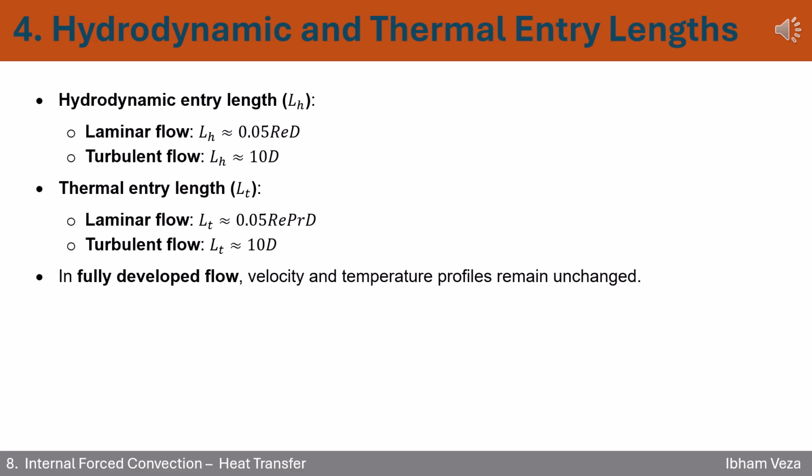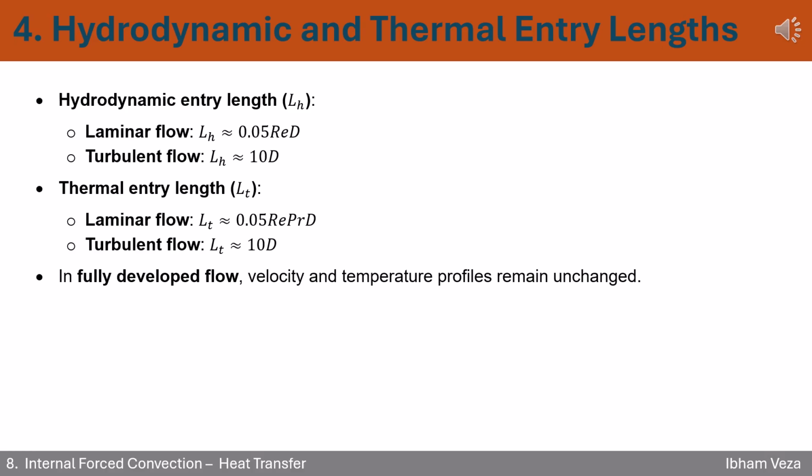For velocity, it's the hydrodynamic entry length. In laminar flow, it's about 0.05 times the Reynolds number and diameter. In turbulent flow, it's simpler, about 10 pipe diameters. For temperature, we have the thermal entry length. It follows a similar rule.